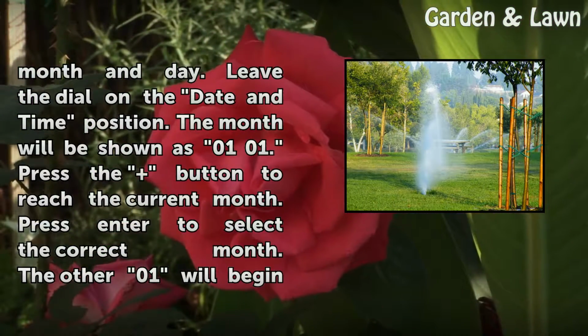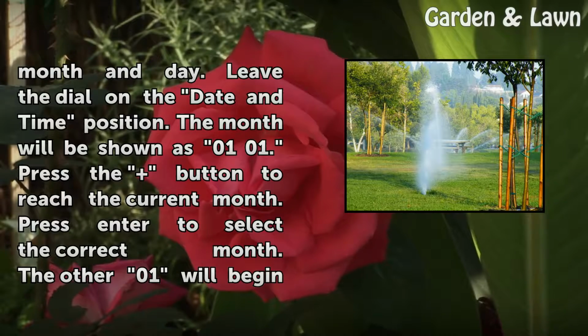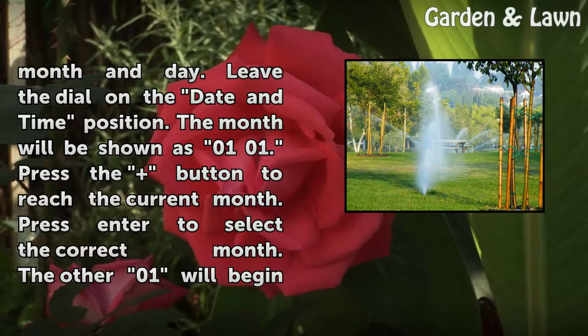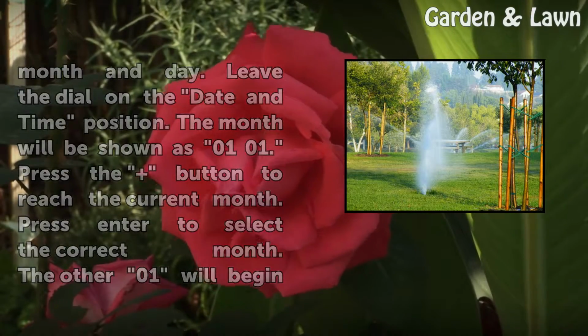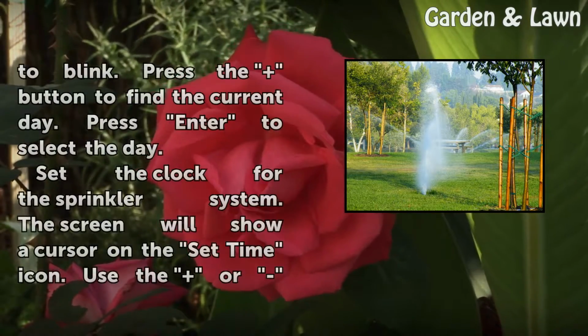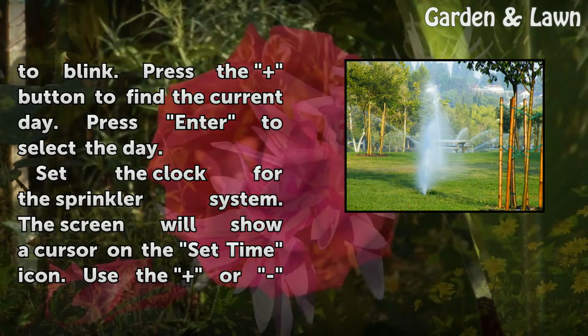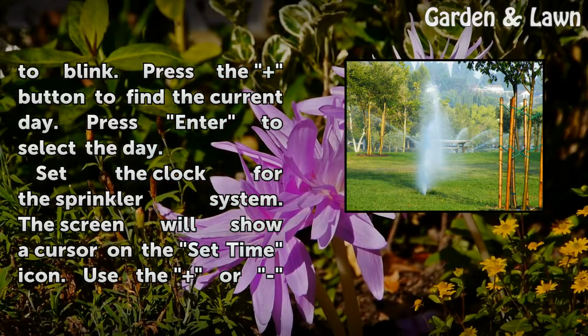Select the current month and day. Leave the dial on the date and time position. The month will be shown as 0101. Press the button to reach the current month. Press enter to select the correct month. The other 01 will begin to blink. Press the button to find the current day. Press enter to select the day.